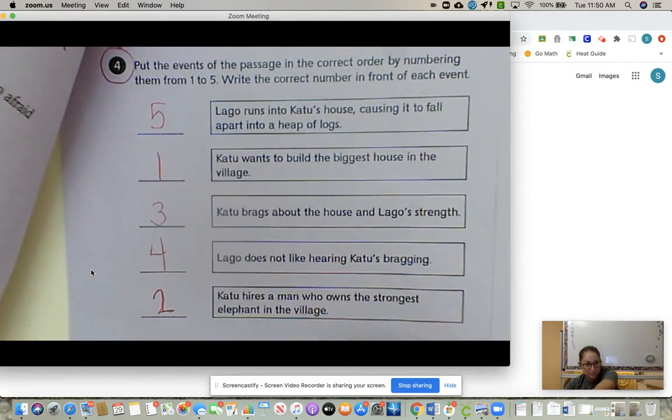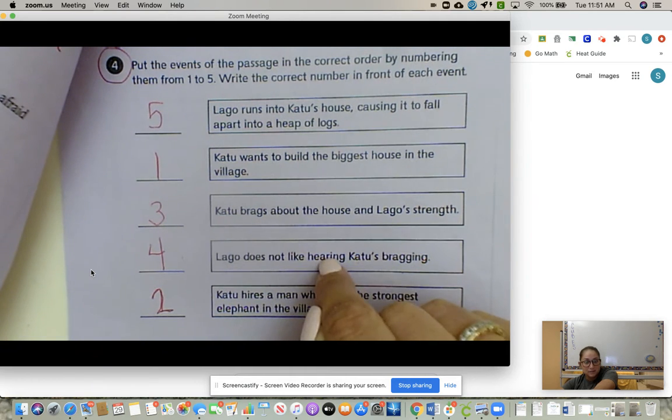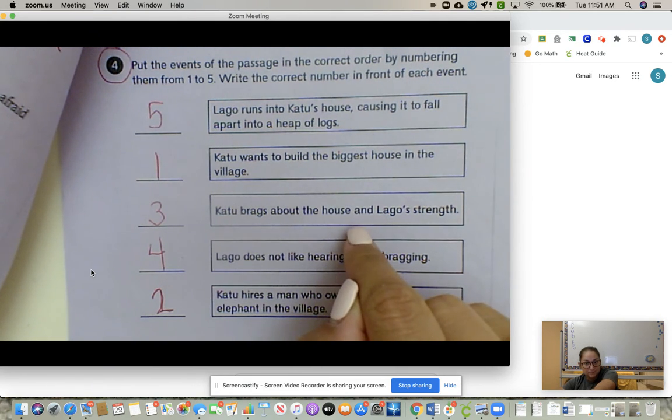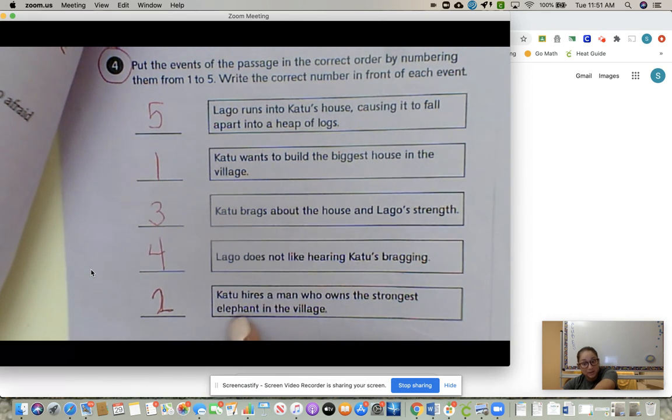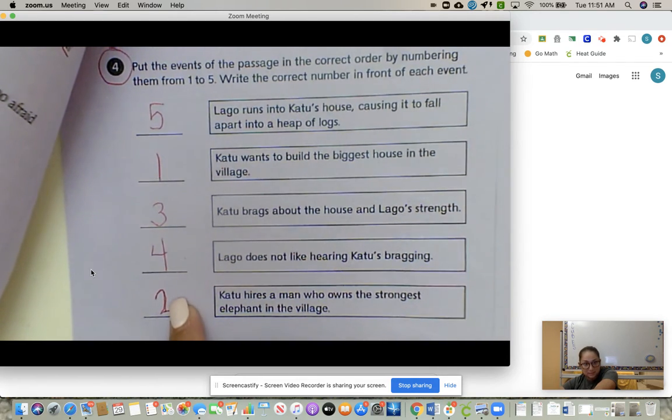Okay. So let's think about number 2. Katu brags about the house and Lago's strength. Lago does not like hearing Katu's bragging. Katu hires a man who owns the strongest elephant in the village. Well, all 3 of these talk about Lago. But he doesn't have the elephant yet. And this one, it says, okay, then he got the elephant, which is Lago. So this has to happen next.